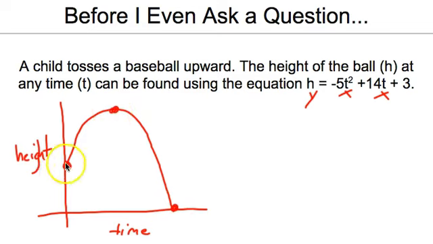We have our y-intercept, which is how high the ball was when the child initially threw it. We have our vertex, which is the highest that the ball gets to. And we have our root, which is where the ball hits the ground. So now that I know that, we can think about the types of questions that I could ask. I can ask you how high the ball was when the kid initially threw it.